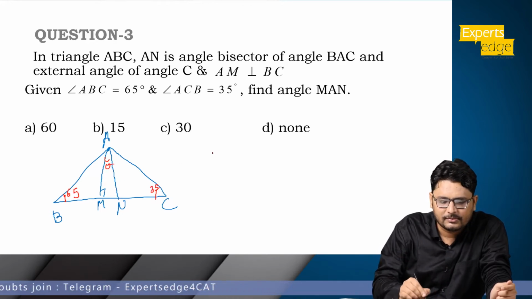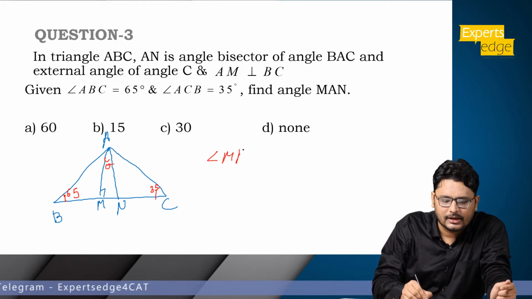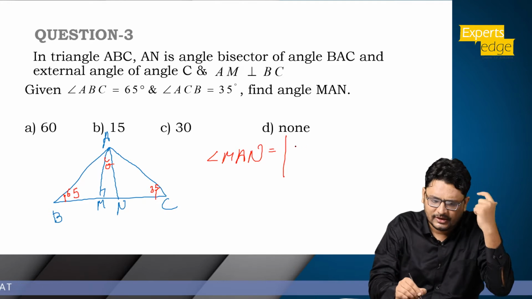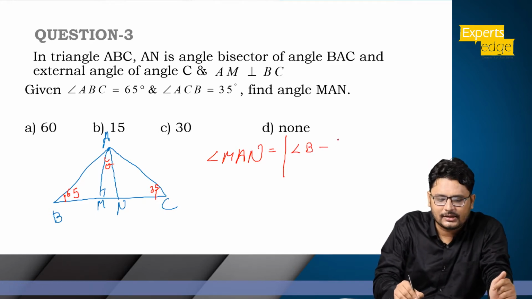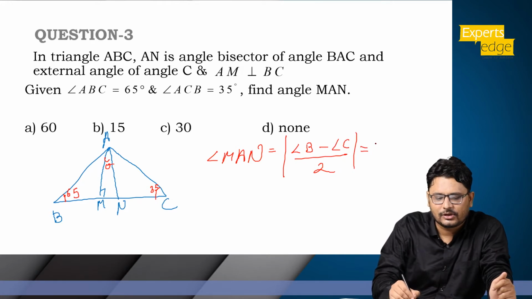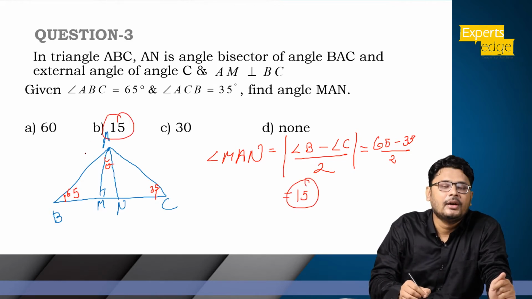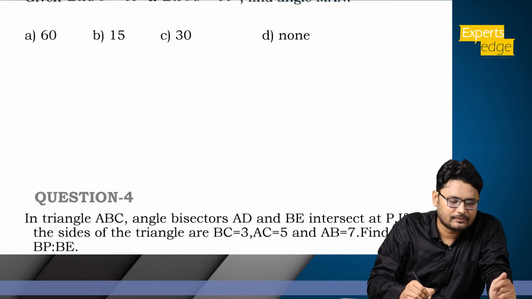I hope you remember that angle MAN will be nothing but the mod of, take either one, angle B minus angle C, half of it, right? So pretty much direct it is. What will it be? 65 minus 35, by 2. So basically half of 30, 15 should be the answer. Okay, let's go to the fourth question.